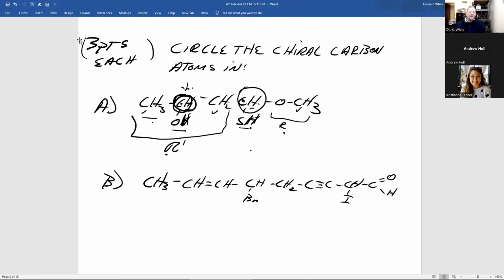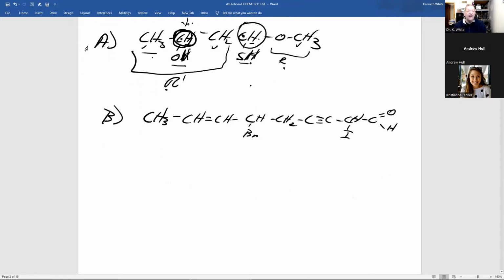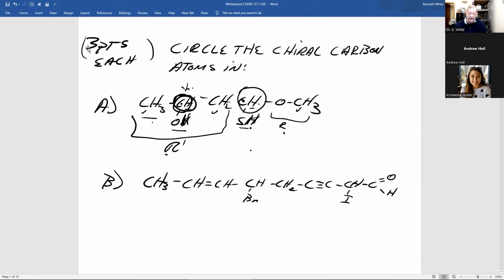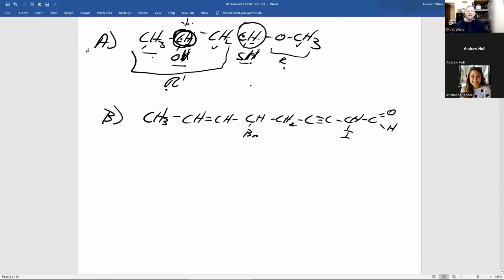All right, let's look at this molecule. I'll do this one, and you know I'm going to share and let you have some fun too in a little while. Here, the same question, 3 points each: circle the chiral carbon atoms in the following. In order to be a chiral carbon, it has to have four different atoms, four different groups, or a combination of four different atoms and groups. So immediately, if you see three of the same or two of the same atom on a carbon, it's out.